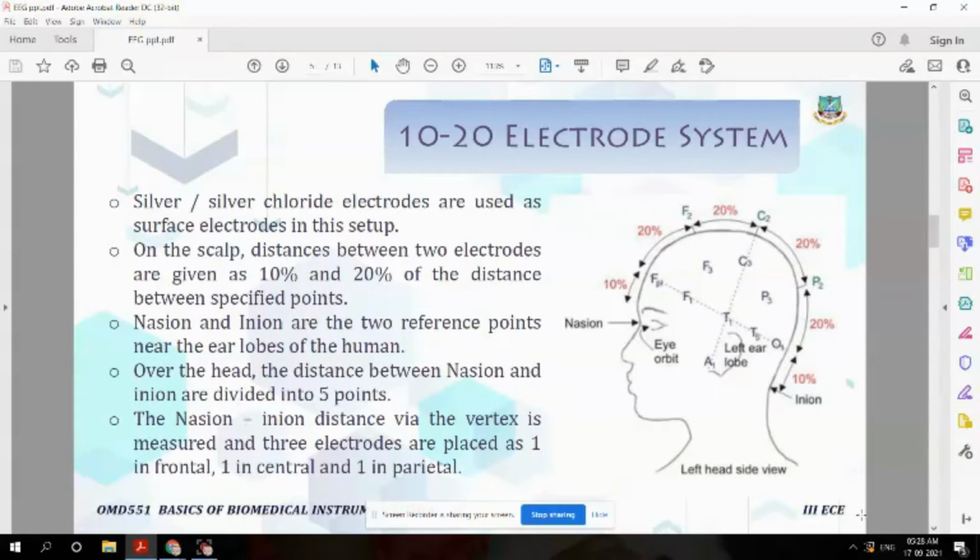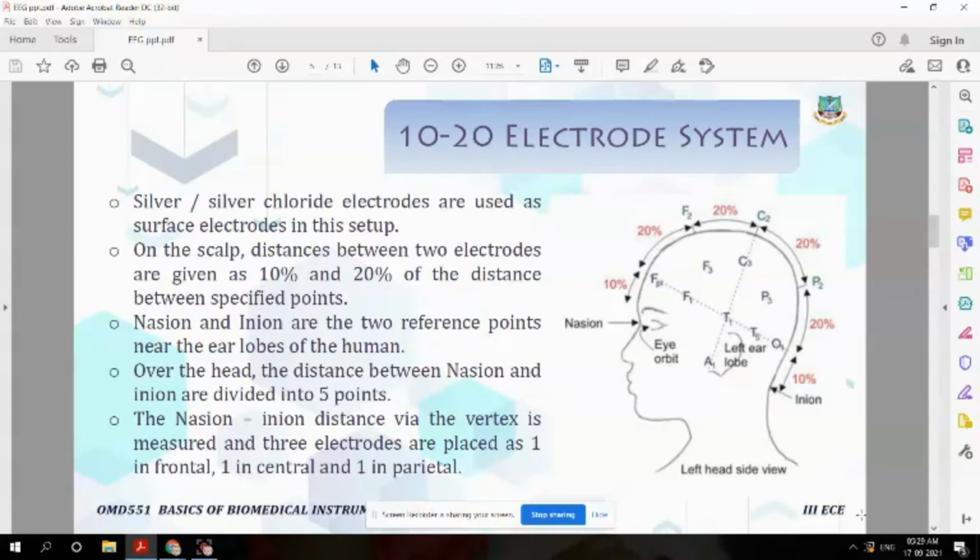There are two important points to be taken. One is the Nasion, another one is the Inion. Nasion is the deep root of the nose. This distance, Nasion to Inion, will be divided into 5 points. The first point is the frontal pole, which will be denoted as FP.